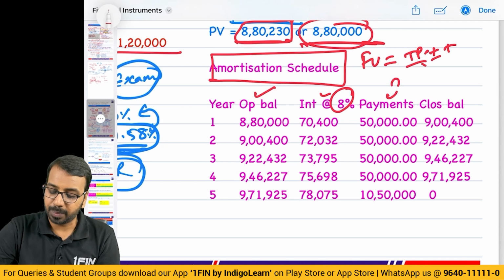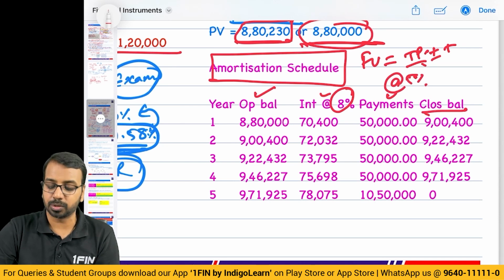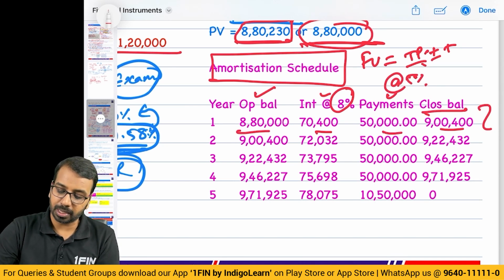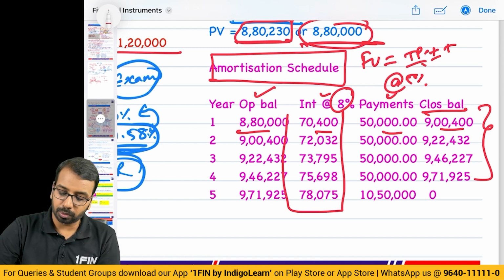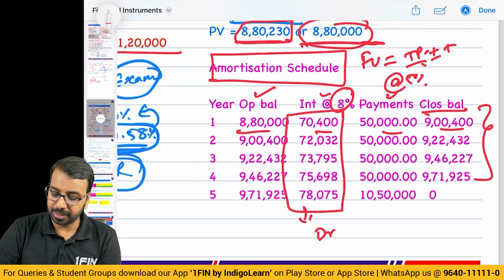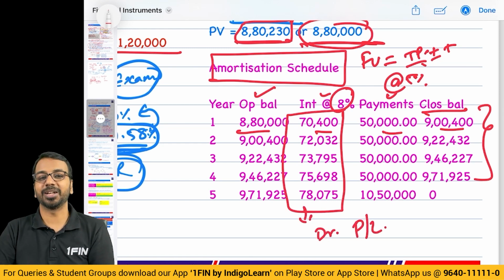After that, you will prepare something called an amortization schedule, which has opening balance, interest at 8%, payments at 5%, and closing balance. Opening, interest, payment, closing balance, all of you will be aware of this. This amount of interest every year will be credited to the P&L or the income statement.